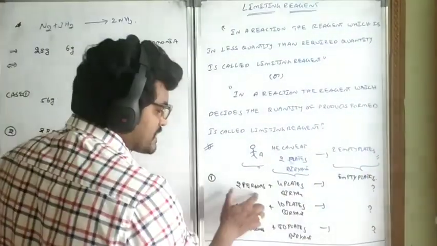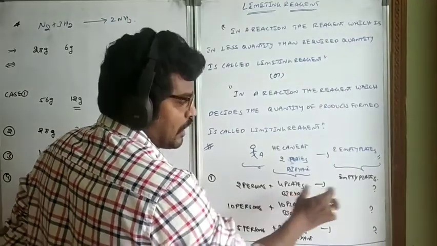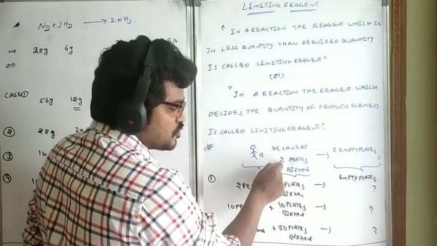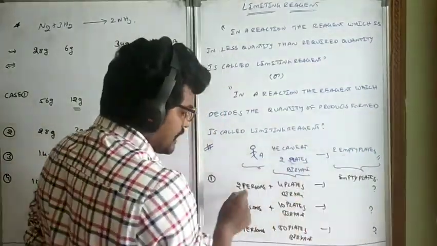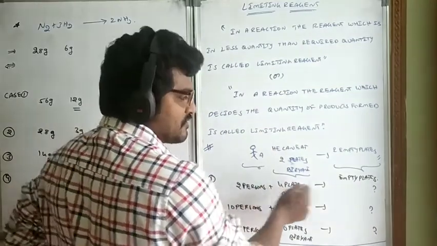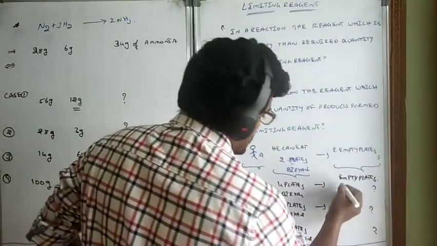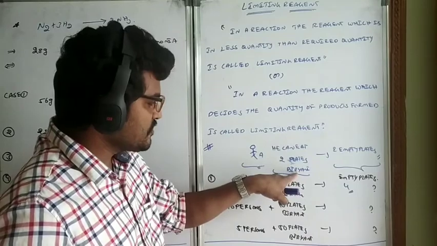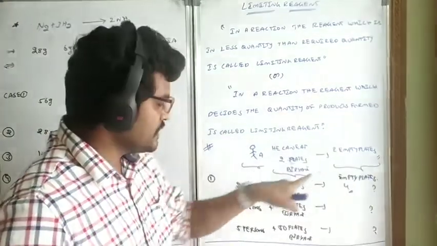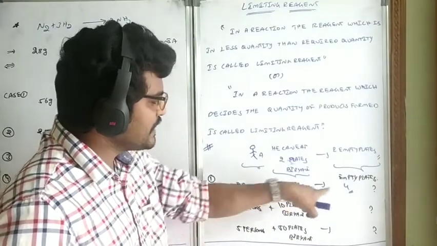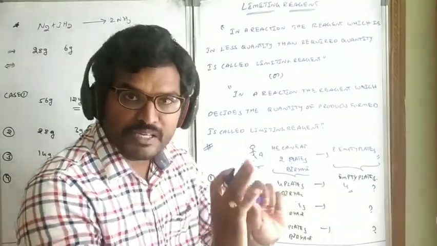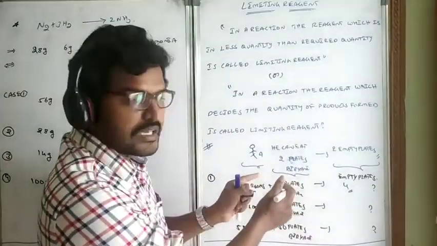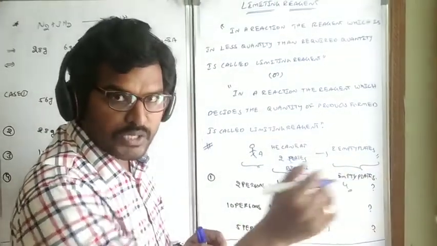Here you see 2 persons are there and 4 plates of biryani. How many empty plates will come? According to the stoichiometric equation, one person eats 2 plates of biryani and keeps 2 empty plates. Here, 2 persons eat 4 plates of biryani and produce 4 empty plates. There is no limiting reagent because there are sufficient conditions for the complete reaction to happen. There is no disturbance for the reaction.